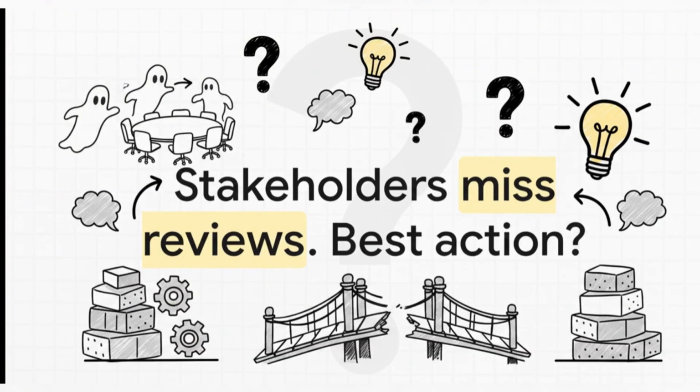Okay, here is an incredibly common frustration. You've worked hard, you've built the increment, but your key stakeholders, literally the people paying for this, they repeatedly ghost your iteration reviews. They just don't show up. What is your best action to fix this huge disconnect?